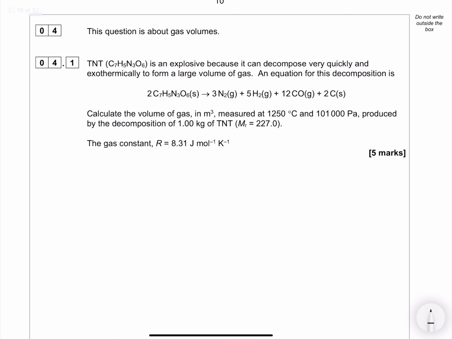So we can tell we're probably doing a PV equals nRT question here, but I think the first thing we would need to do is work out how many moles of TNT we actually decompose. So remembering that moles is mass in grams, so a kilogram is 1,000 grams, divided by MR. So if we do that on our calculator, we'll get the answer 4.4053 moles. I mean, you can round that up a little bit further if you like.